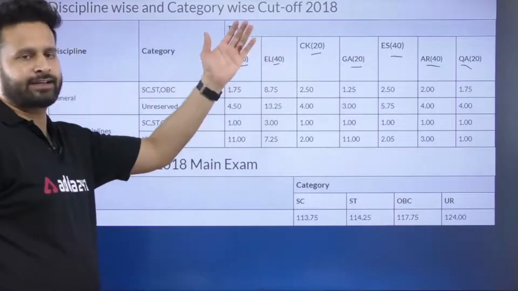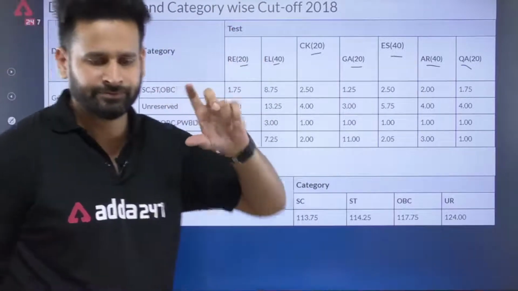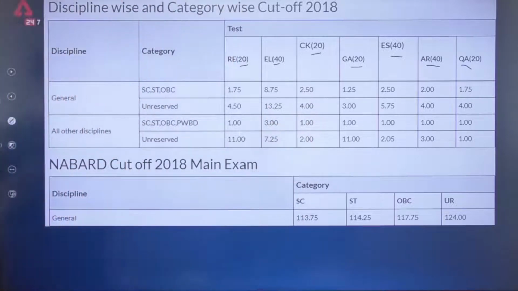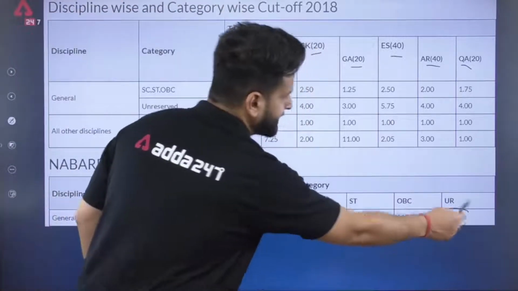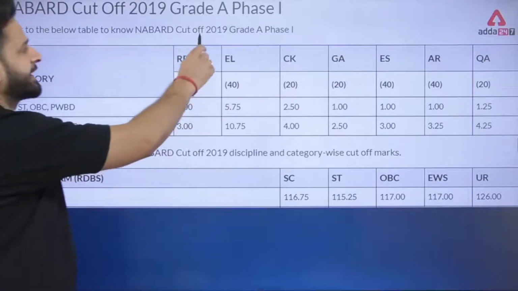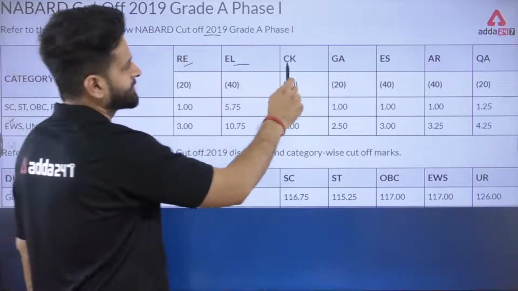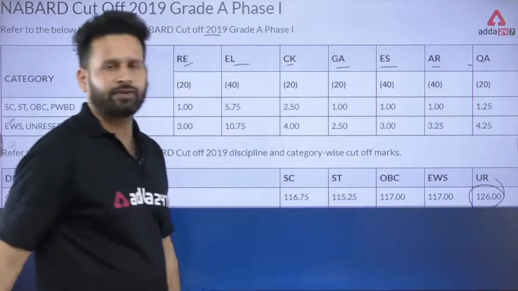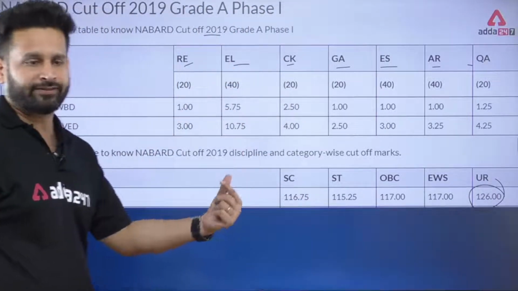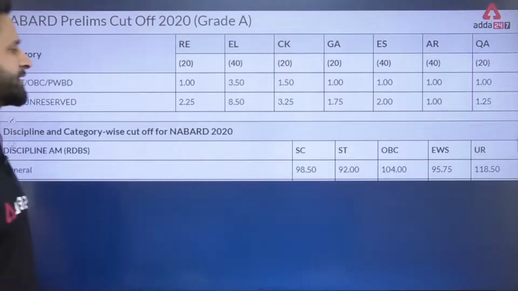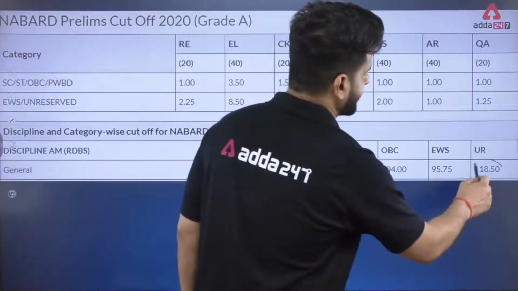Earlier, as I told you, this decision making part was not included. In 2018, it was not there. So out of 200 marks, this time the cutoff increased to 124. Moving ahead, if we see the cutoff of 2019, again reasoning, English, computer, GA, other sections, 126 for unreserved. Previous year 125, before that close to 90. After that, this is of 2020, again 118.